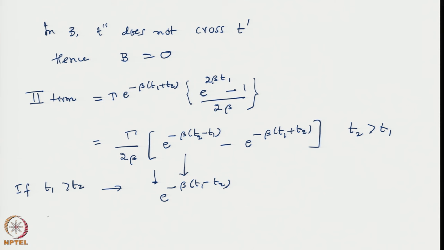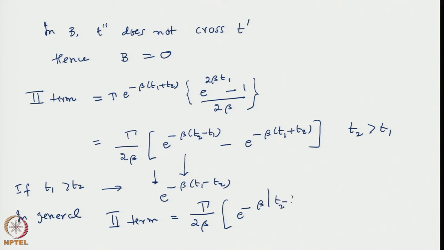So, on the whole, whether T1 is greater than T2 or T2 is greater than T1, all that matters is that their difference should be positive, which is possible when you use a mod function. Hence, in general, for any combination of T1, T2, the second term will be gamma by 2 beta e to the power minus beta modulus of (T2 minus T1), minus e to the power minus beta (T1 plus T2), regardless of which is greater.